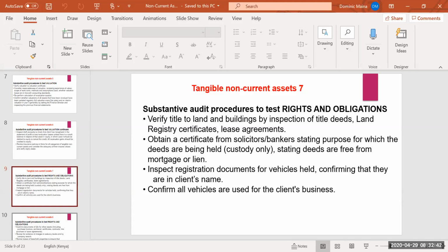That's the question you want to ask yourself here. Does the company have the right to the receipt of the income that accrues from that particular asset? That's about ownership. The company has the right to receipt of any potential income that comes from that particular asset. That's on rights and obligations, and that's what you want to test here.